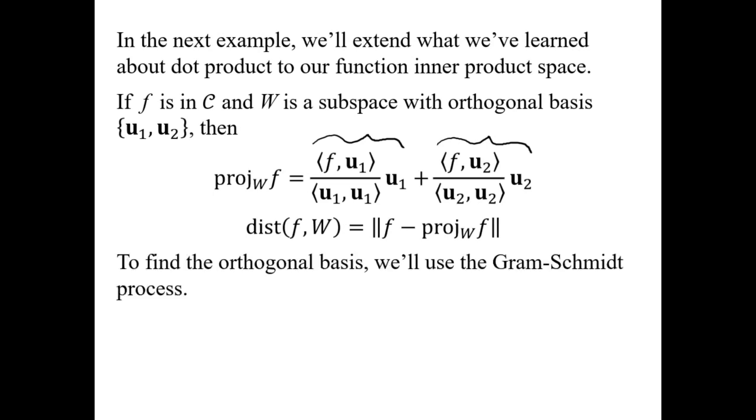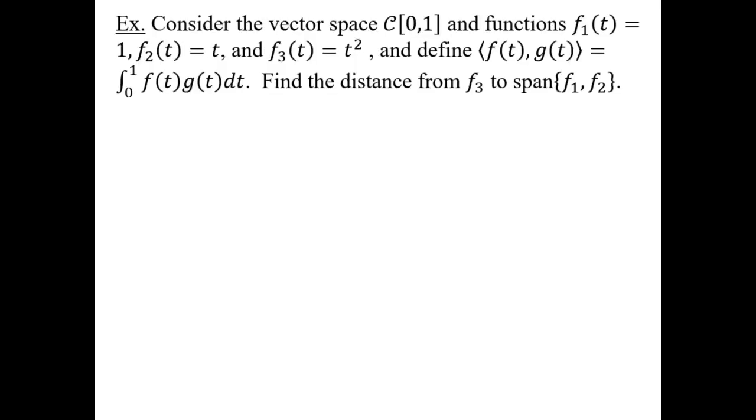To find an orthogonal basis, we'll use the Gram-Schmidt process. Same idea, right? If I give you any basis for a subspace, we can use Gram-Schmidt to find the orthogonal basis, as we did before. It's just now more abstract, because the way we define the inner product is not just the dot product. All right, so let's take a look at this example, and we're on C from 0 to 1, so a little more concrete here.